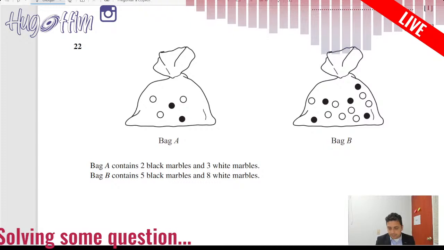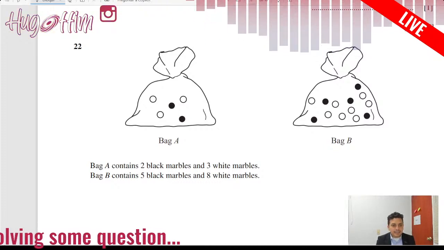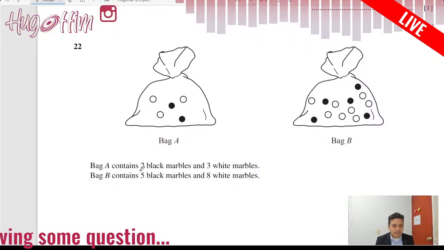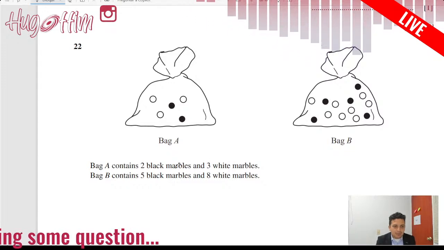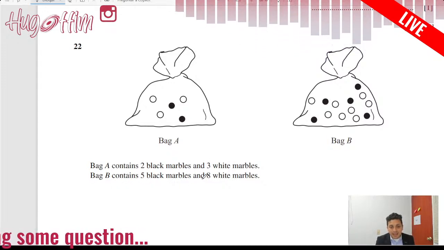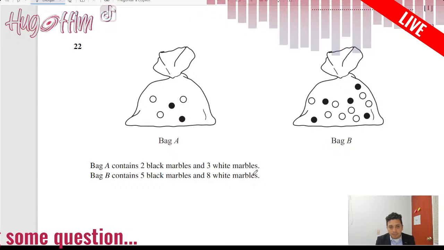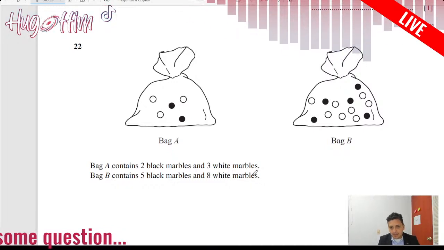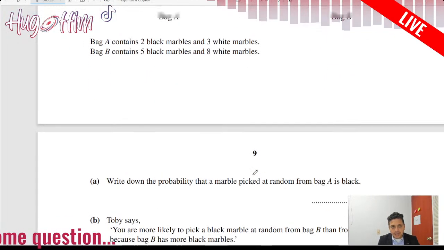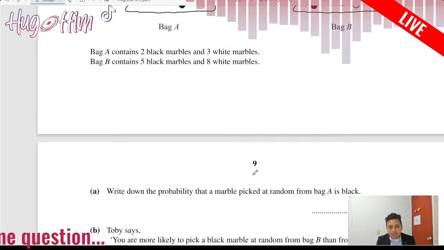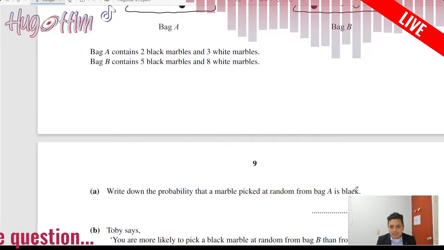Exercise 22. It says that bag A contains 2 black marbles and 3 white marbles. Bag B contains 5 black marbles and 8 white marbles. This is how we start. We have the bags here. And it says, write down the probability that a marble picked at random from bag A is black.